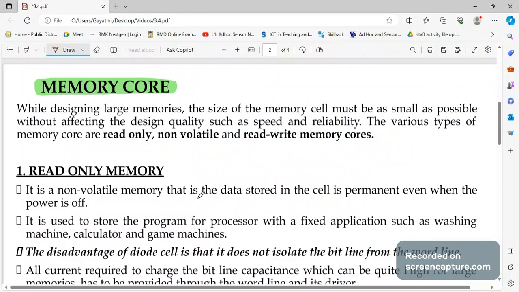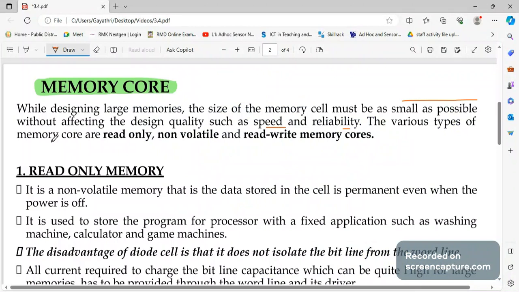While designing large memories, we will be thinking about the size of the memories. So how should the memories be? They should be as small as possible. Since the size of the memory cell is small, in no way should it affect the speed and the reliability. Even though the memory cell size is taken very small, I should achieve maximum speed and reliability.